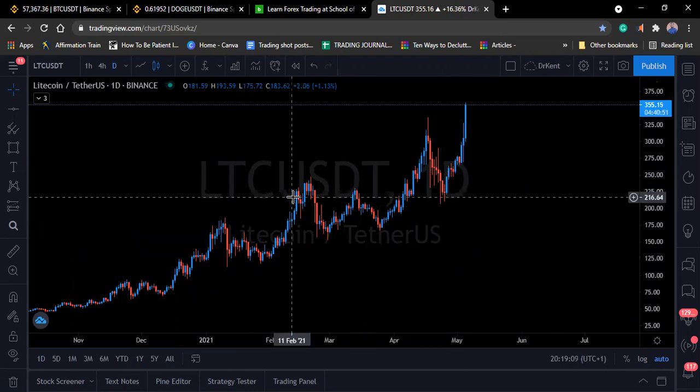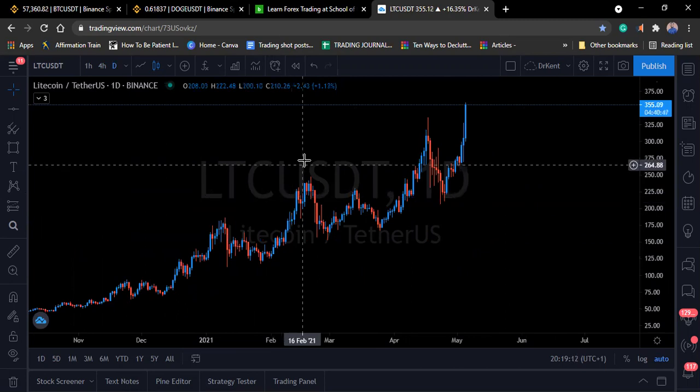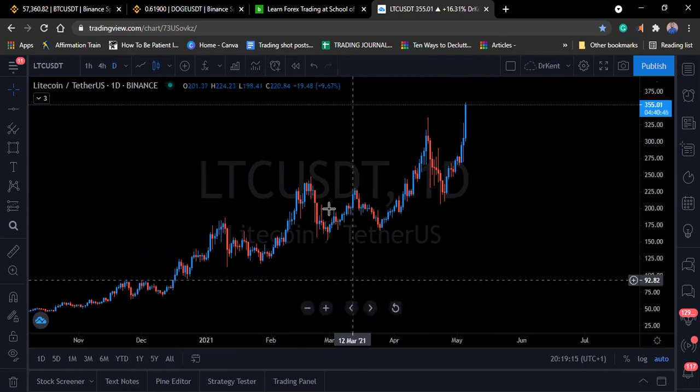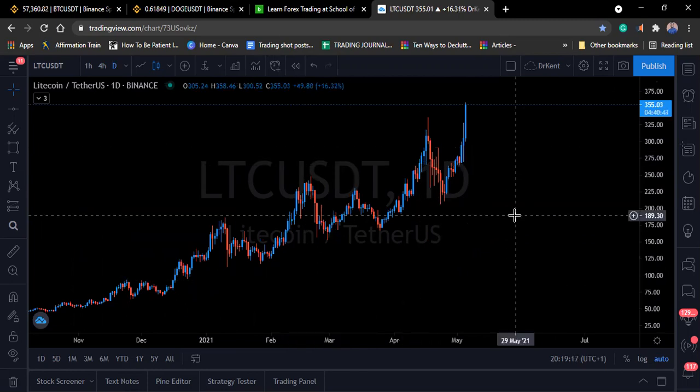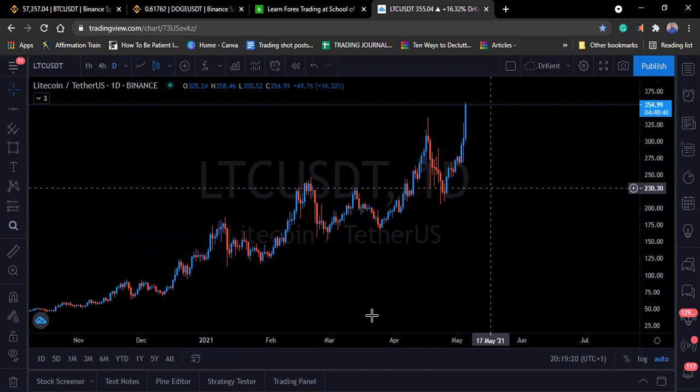Now, that is trend for you. It can either be an uptrend, a downtrend, or a ranging market. Now, we'll discuss more in our next class.